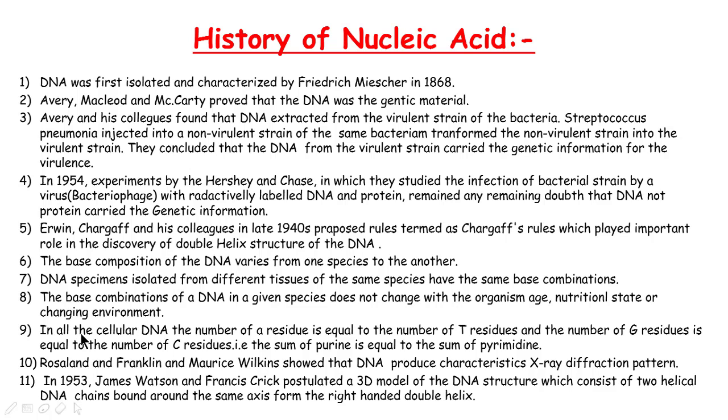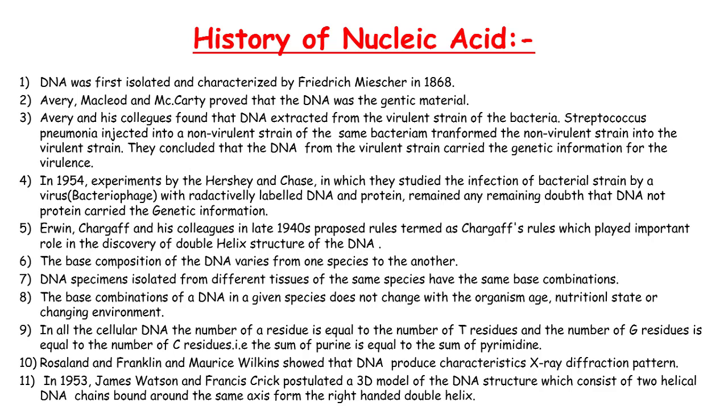changing environment. In all the cellular DNA, the number of A residues is equal to the number of T residues, and the number of G residues is equal to the number of C residues. That is, the sum of purines is equal to the sum of pyrimidines.